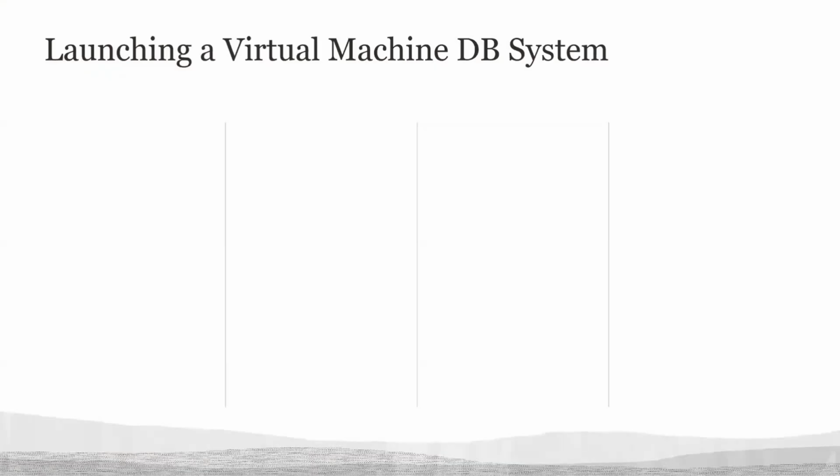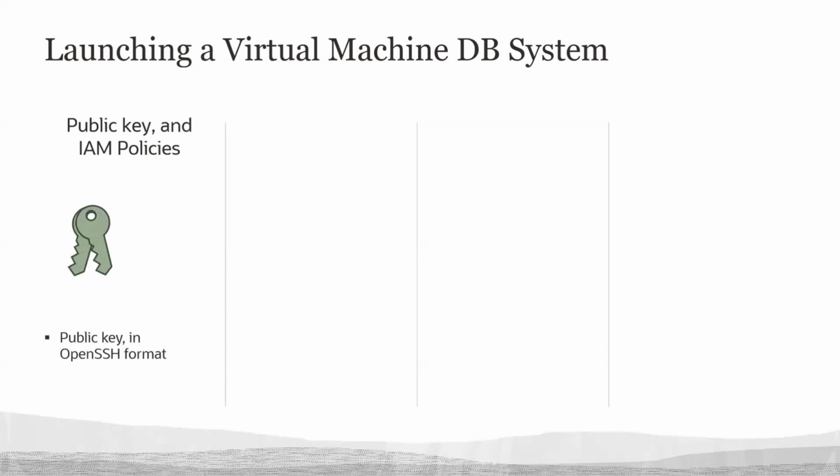Now, before we launch our virtual machine database system, we need to have the following items in place: a public key, as well as the identity access management policies. You need to have a public key associated with your database. This way, when you need to connect to the database, you will provide the equivalent, the private key, to authenticate yourself.